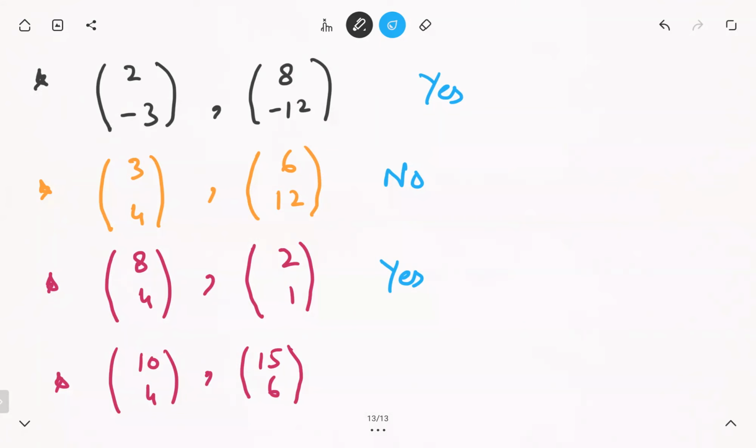1.5, 3 by 2. So basically 10 times 1.5 is 15 and 4 times 1.5 is 6. Yes, they have an equal ratio.